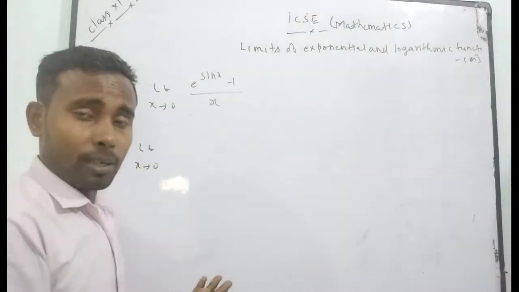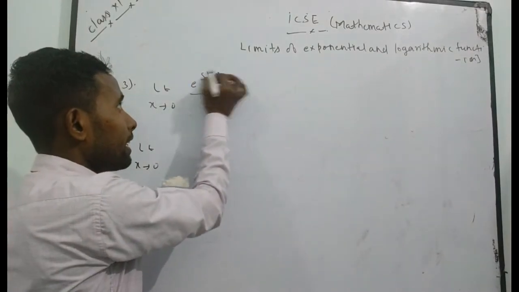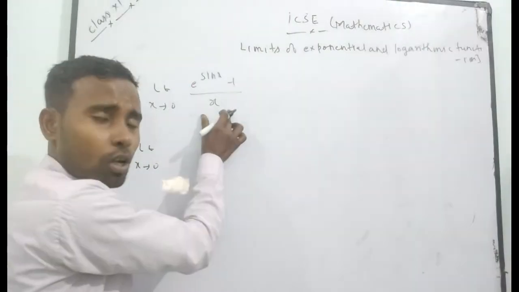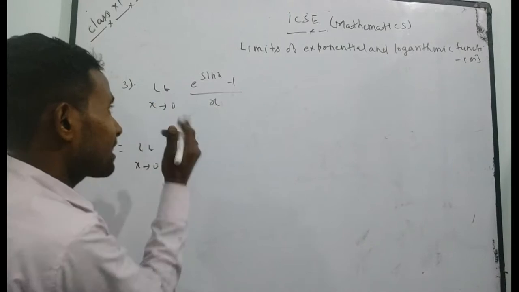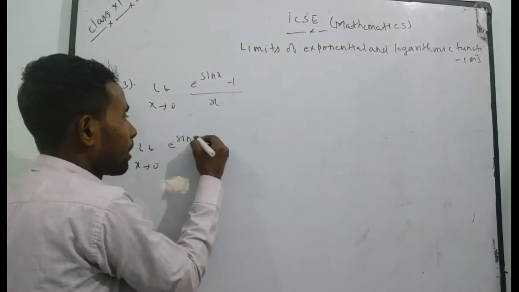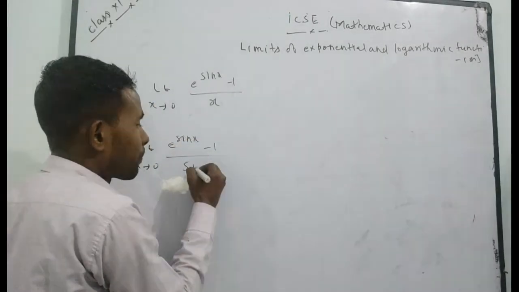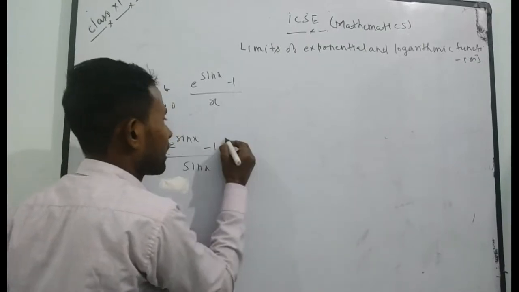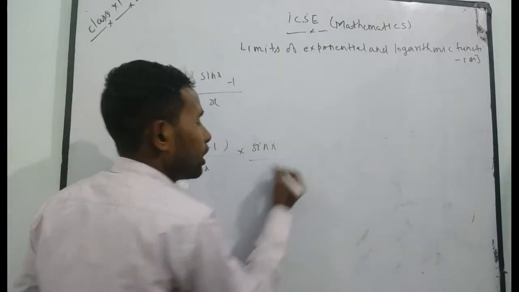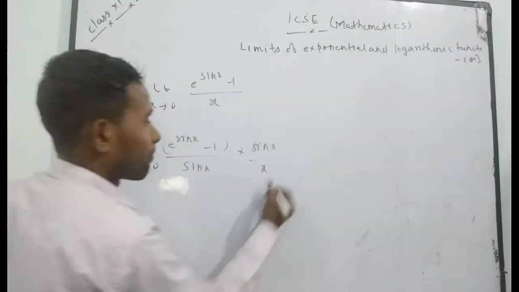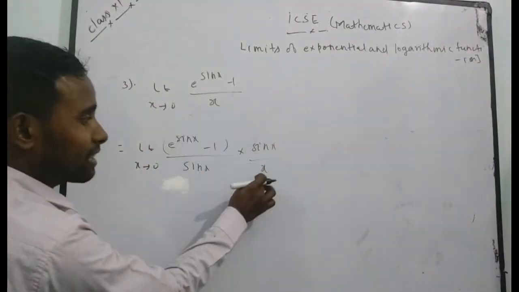As you know, if there should be e to the power sin x, then there should be sin x also. But there is none. So for balancing it, I want to write sin x forcefully in the denominator. If you take sin x in the denominator, then you also have to write sin x in the numerator, and there is the x. This x is taken here.